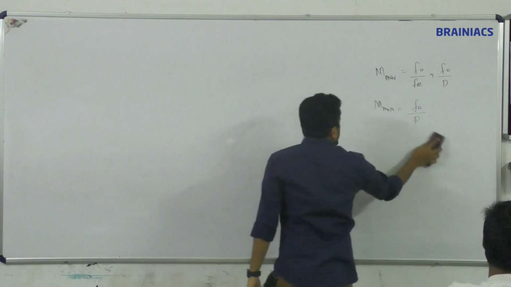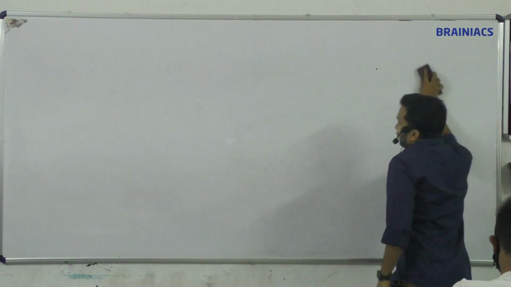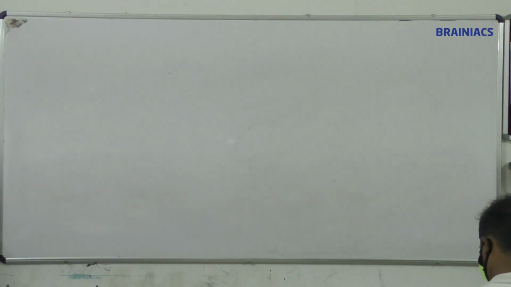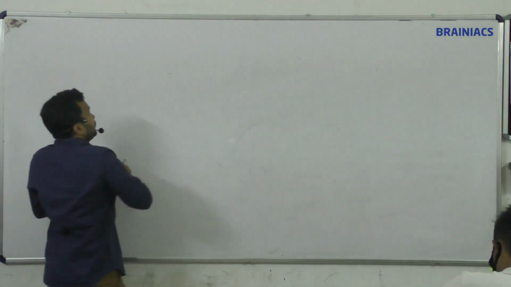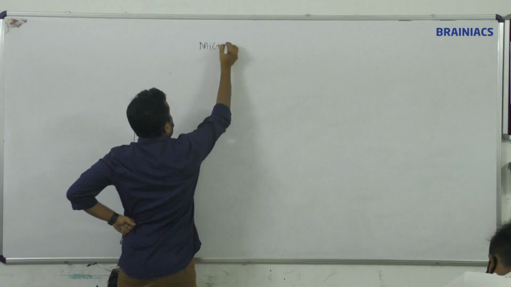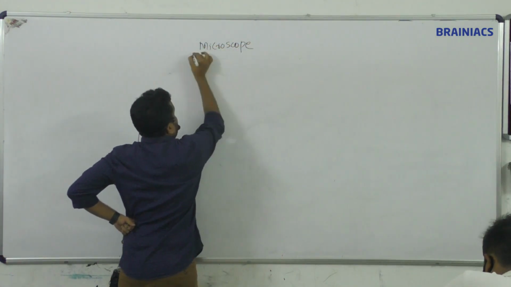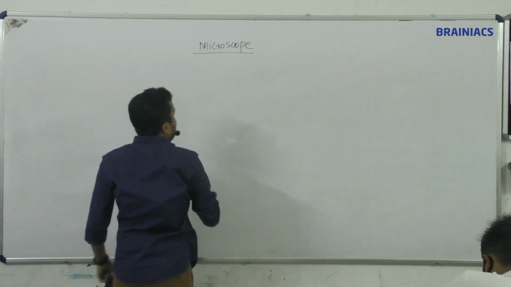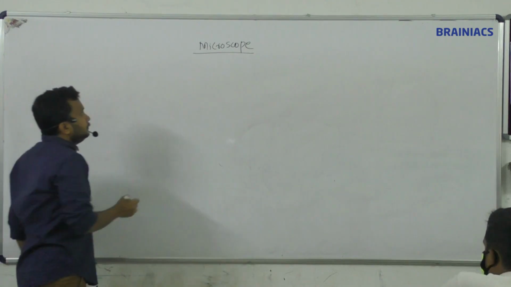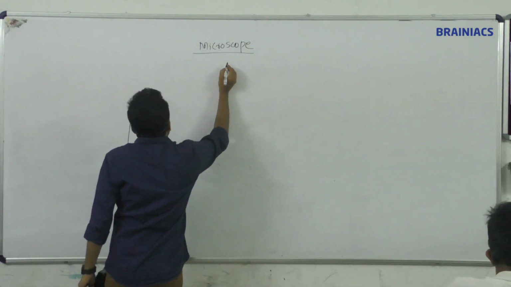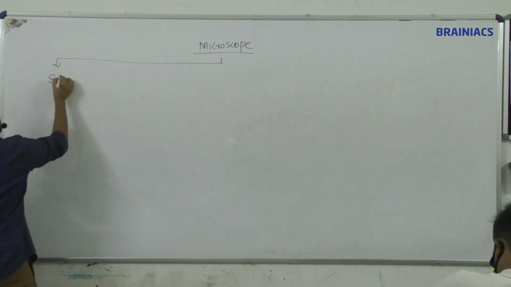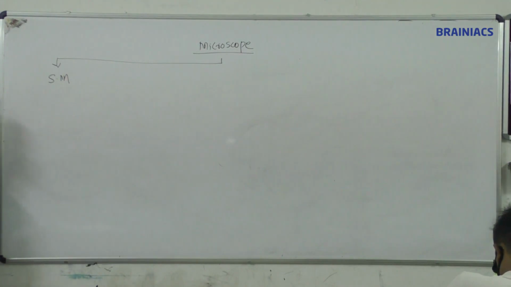Now, in a notebook, in portrait mode, take a full page. You have to write the summary of the complete formulas only. For microscopes, take one full page. Do not write half a page or a quarter page, a full page. Microscopes: simple microscope, SM.